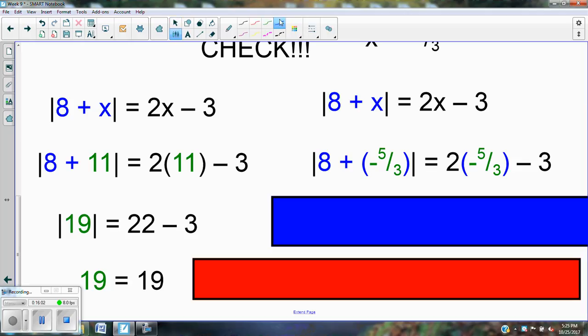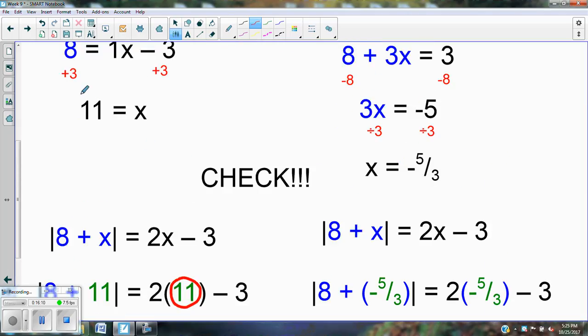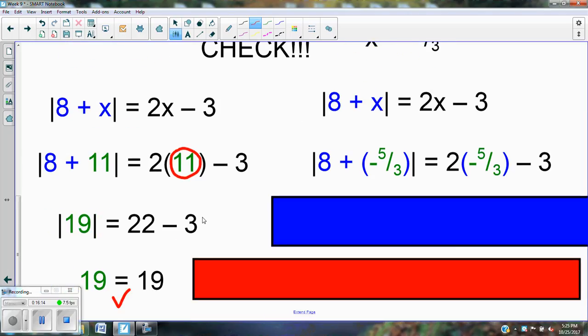That is true. That's how we know that that one will check out. We know that this 11 is an actual answer. So we can go back and circle that one if we want. We say that one for sure works. X does equal 11. Now let's double check our other one.